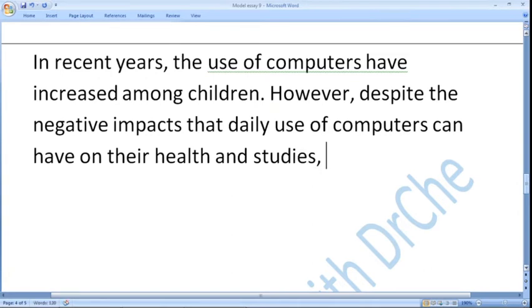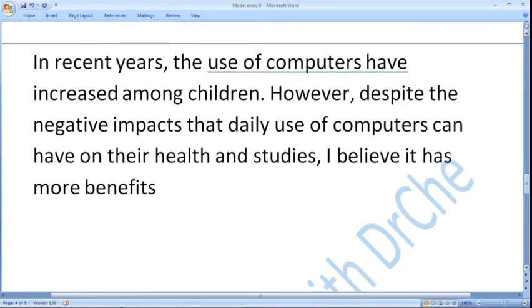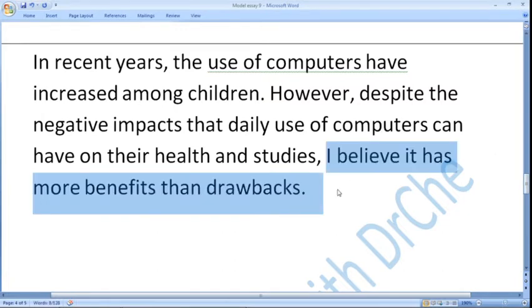Instead of studies, I believe it has more benefits than drawbacks. This is my opinion. I believe that, it means I disagree. Instead of saying I disagree with the statement, I have just explained what my opinion is. I believe that it has more benefits than drawbacks. So this is my disagreement. I disagree with the statement. The statement is opposite.